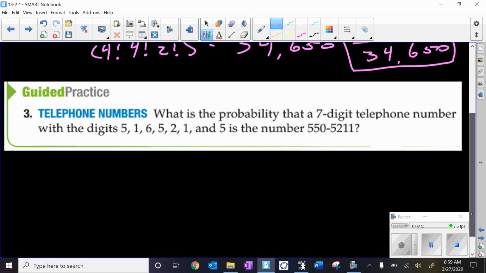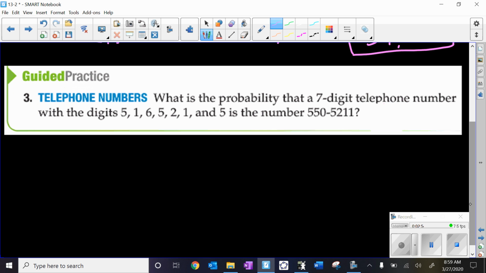Let's try one more down here at the bottom. What is the probability that a 7-digit telephone number with the digits 51, yada, yada, yada, is the number that looks like this? Okay, so let's just come up with our total possibilities out of this. There are 1, 2, 3, 4, 5, 6, 7 numbers. We're going to say 7 factorial over our repetition.